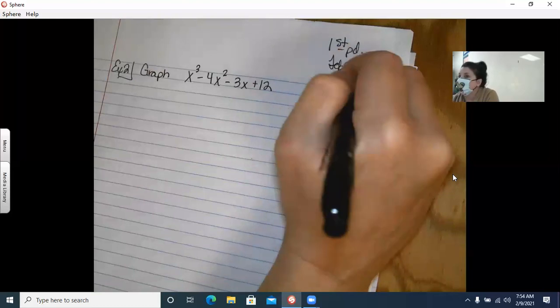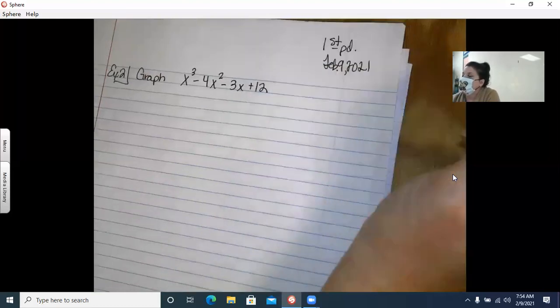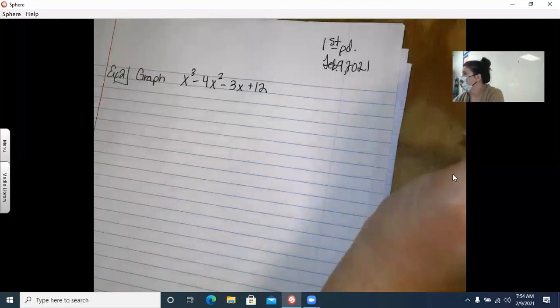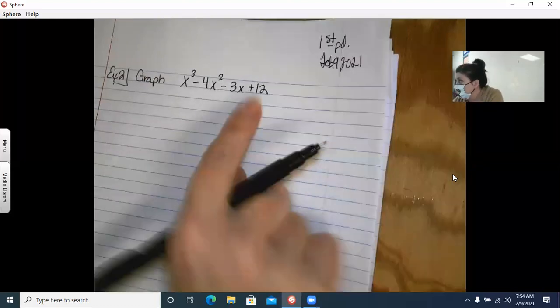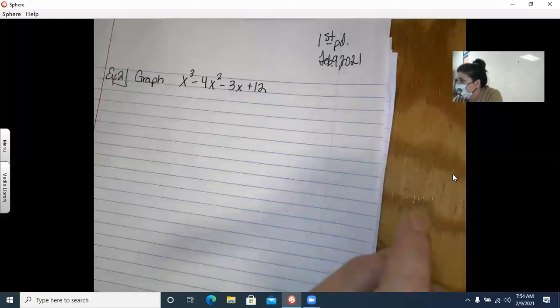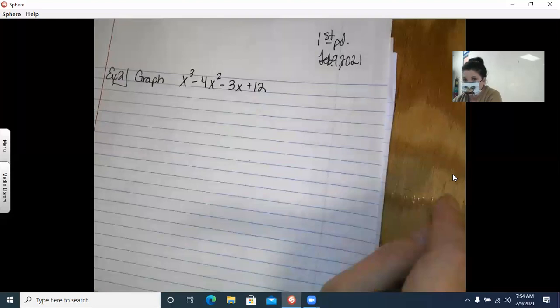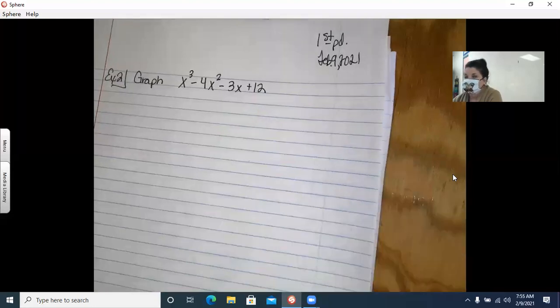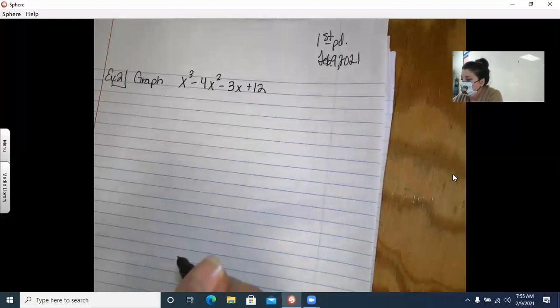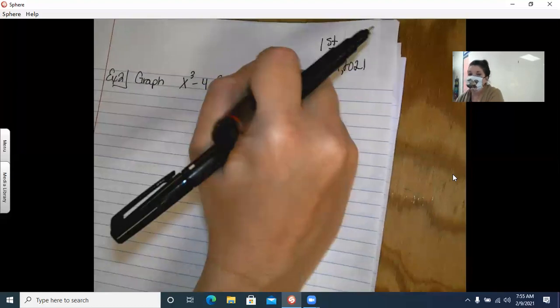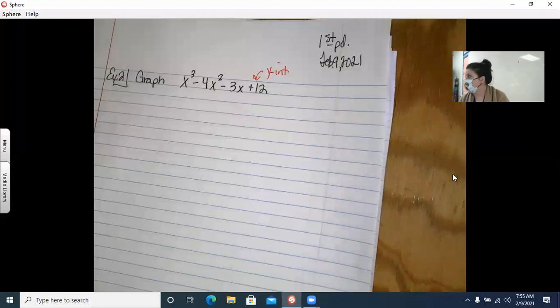And something I forgot to point out. Do y'all remember when I taught you how to graph parabolas, that you could just look at the problem and tell what the y-intercept was? Any idea what the y-intercept would be on this problem? Whatever the constant is. What's the constant in this problem? 12. Remember, the constant is the number that does not have a variable. I forgot to point it out on the last one.